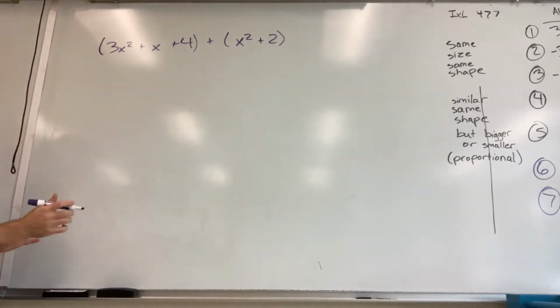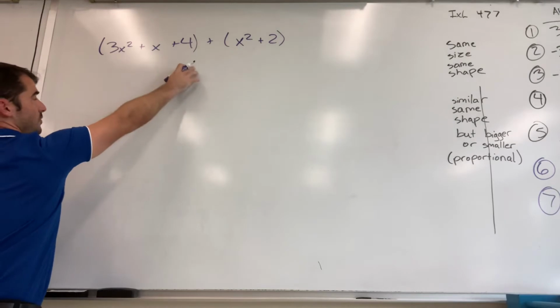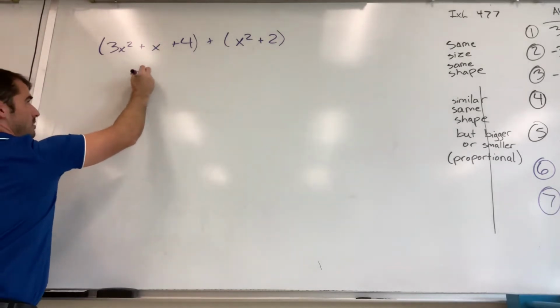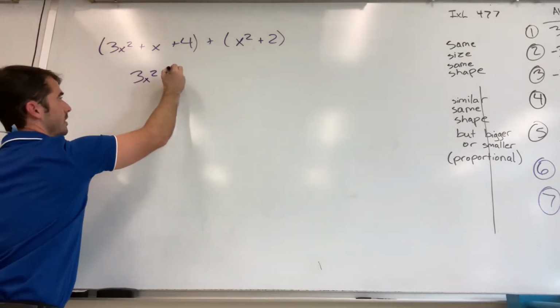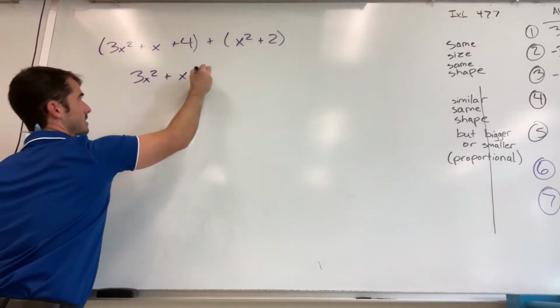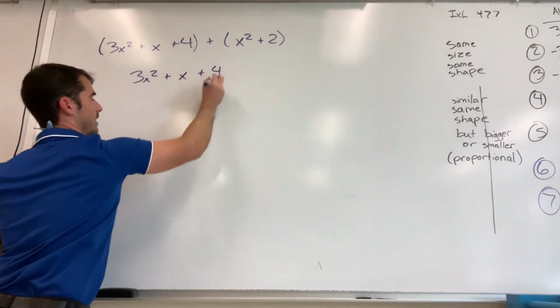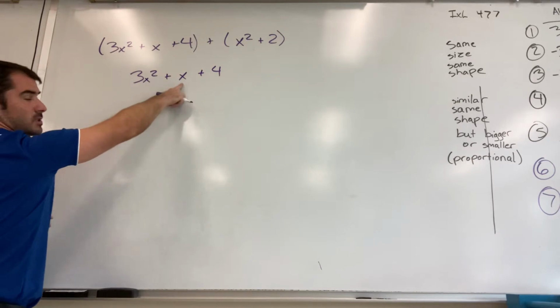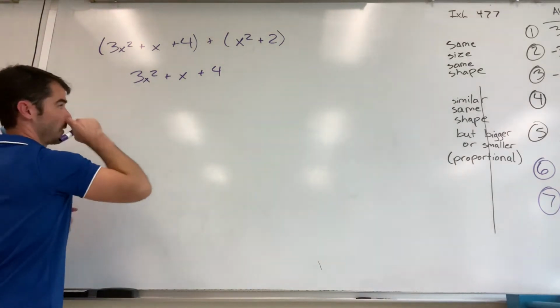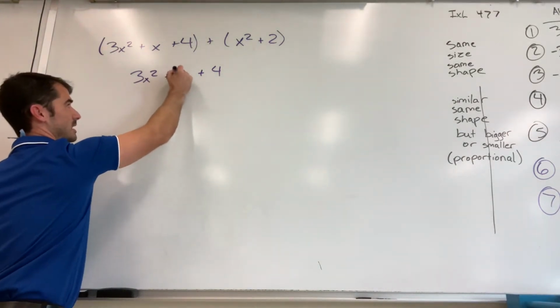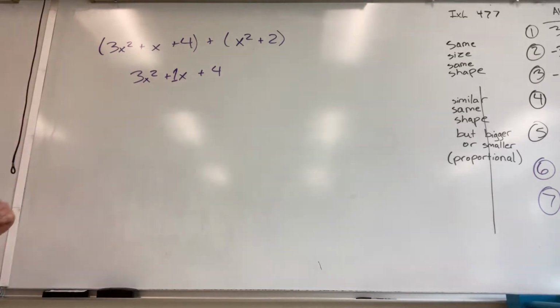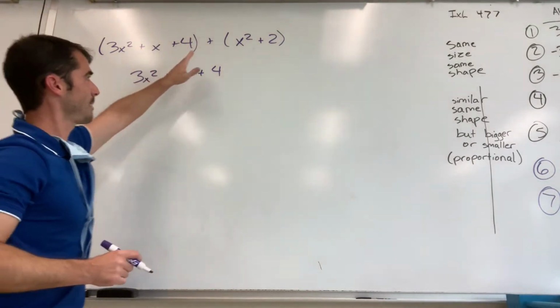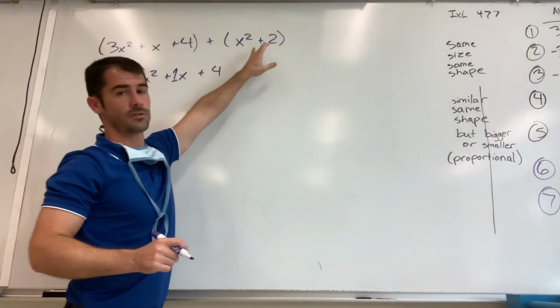So what I like to do is first rewrite this first part that they've given me. So I'm going to rewrite this: 3x squared plus x plus 4. Now if I only have a single x, we know that there's an invisible 1 in front of it, so you can write that if you'd like to help you. And then I'm adding to it x squared and 2.